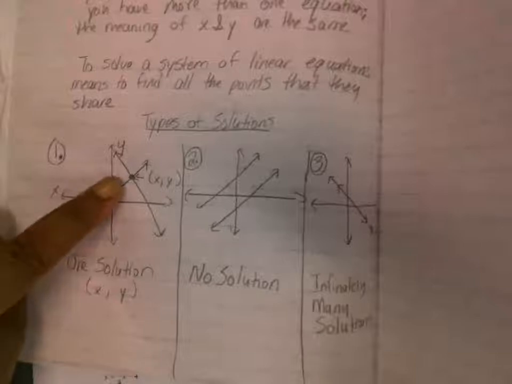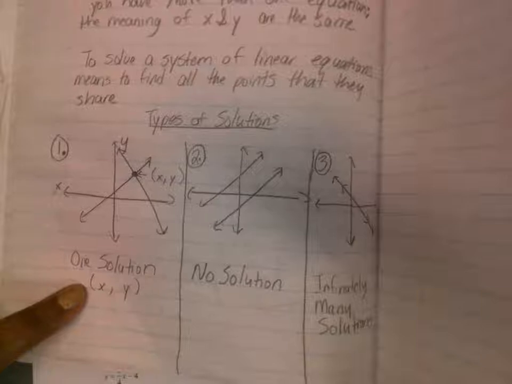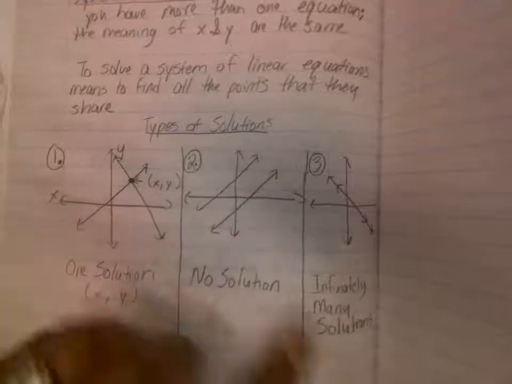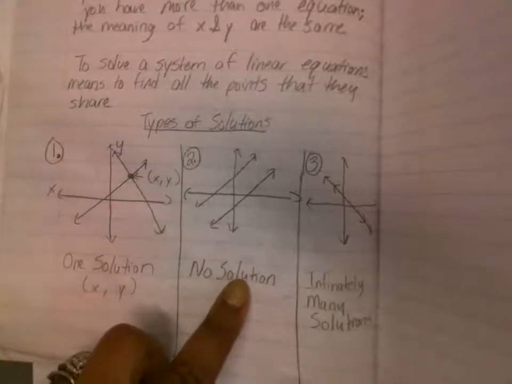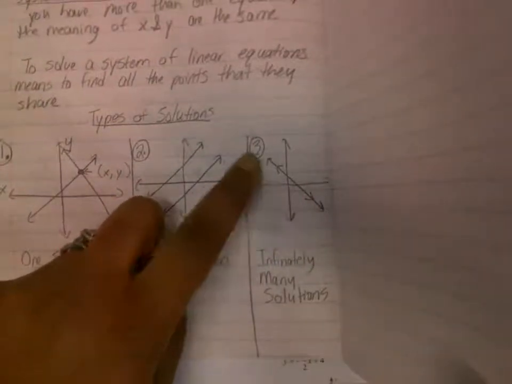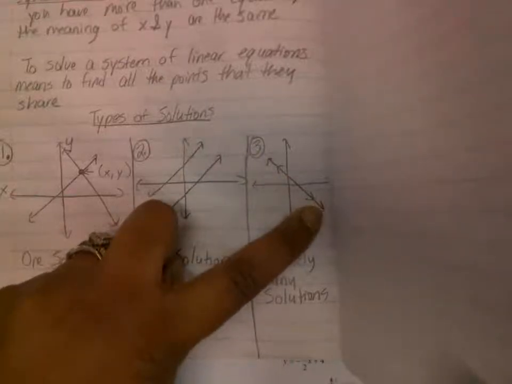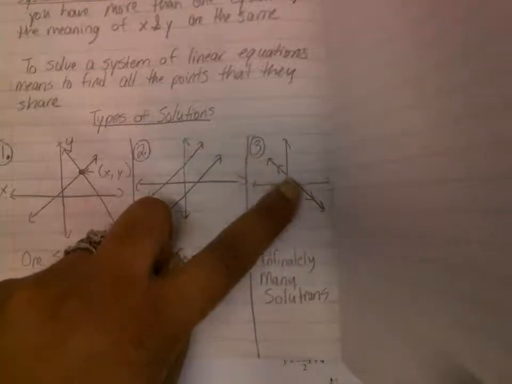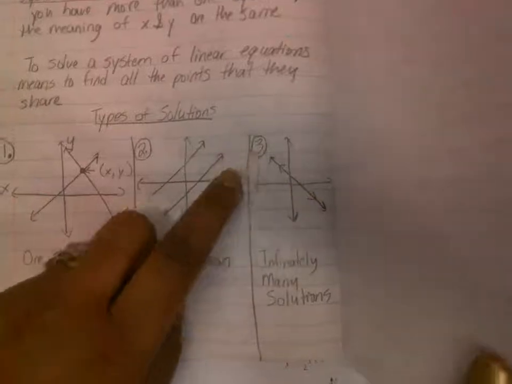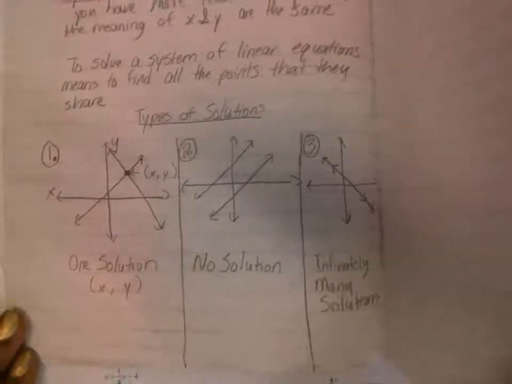One solution is if the lines cross at one point, that actual point is going to be the solution. No solution: if you graph the lines and they don't touch each other, that means they don't share any points. Infinitely many solutions is when you graph the lines and they're right on top of each other. That means they share all of the same points. And since by definition a line continues without end, they share an infinite number of points. Any questions about the three different types of solutions that we could have for a system?